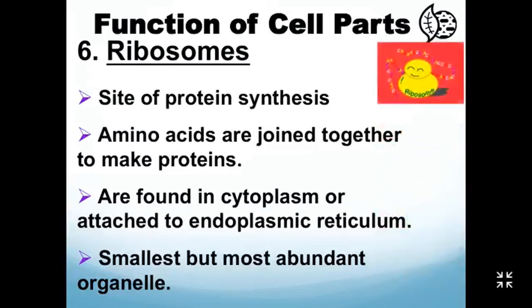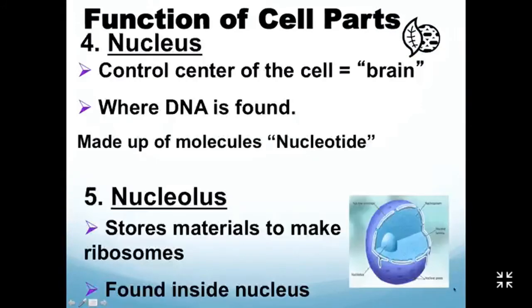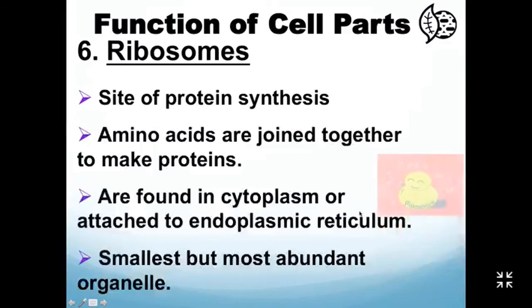So let's go back to my illustration here. In the nucleolus, where the ribosome has been produced, once it's ready to release, automatically the ribosome will go out of the nucleus. It goes to the cytoplasm and also goes directly to the endoplasmic reticulum.